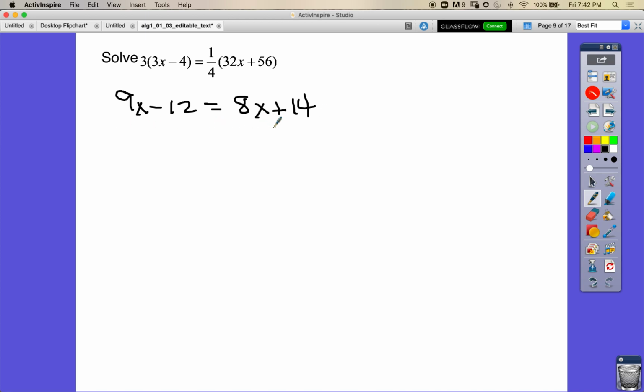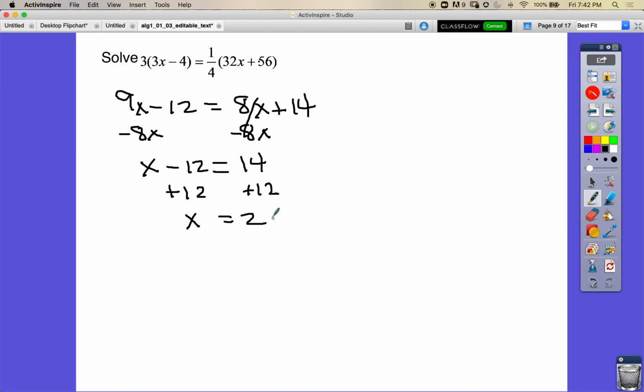Okay, now I'm going to move the x's all to one side, and I want my variable to be positive. So if I subtract 9x from both sides, this will make this one negative. So let's subtract 8x from both sides. That just makes it a little cleaner. That will become 0. I'm going to bring down my equal sign, and then I have 14 equals positive x minus 12. Great, one step. I'm now going to add 12 to both sides, and then x is going to equal 26.